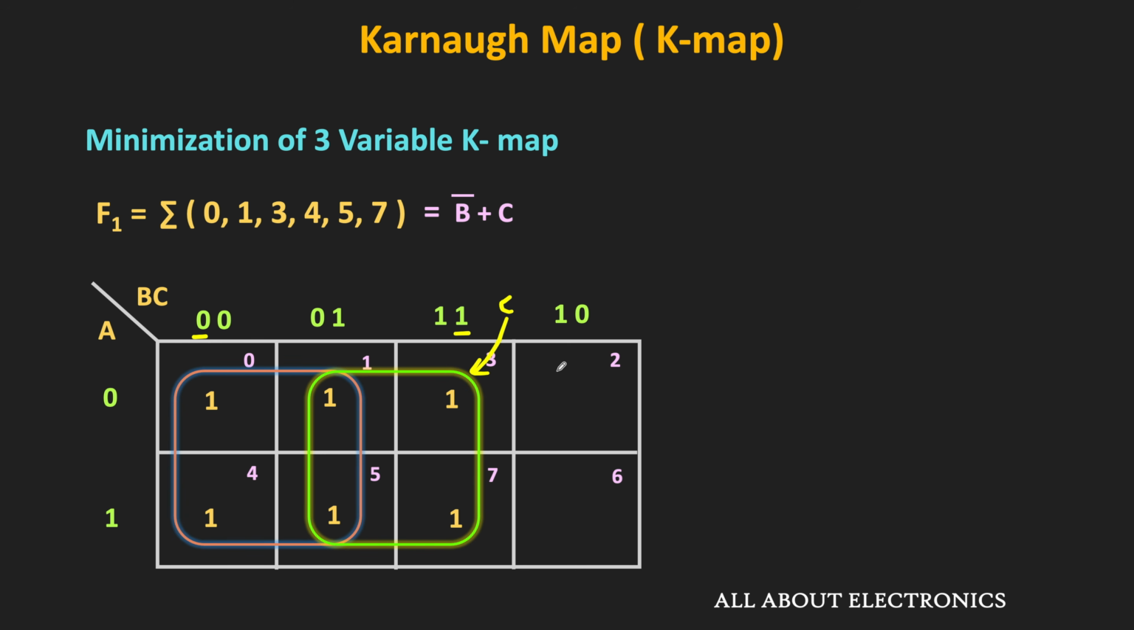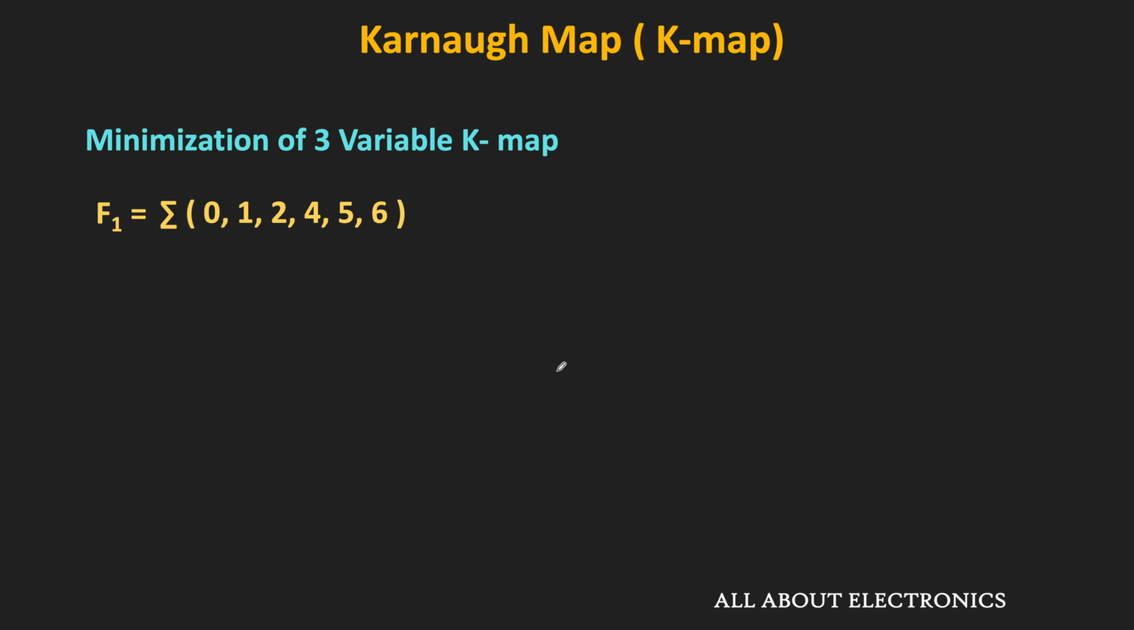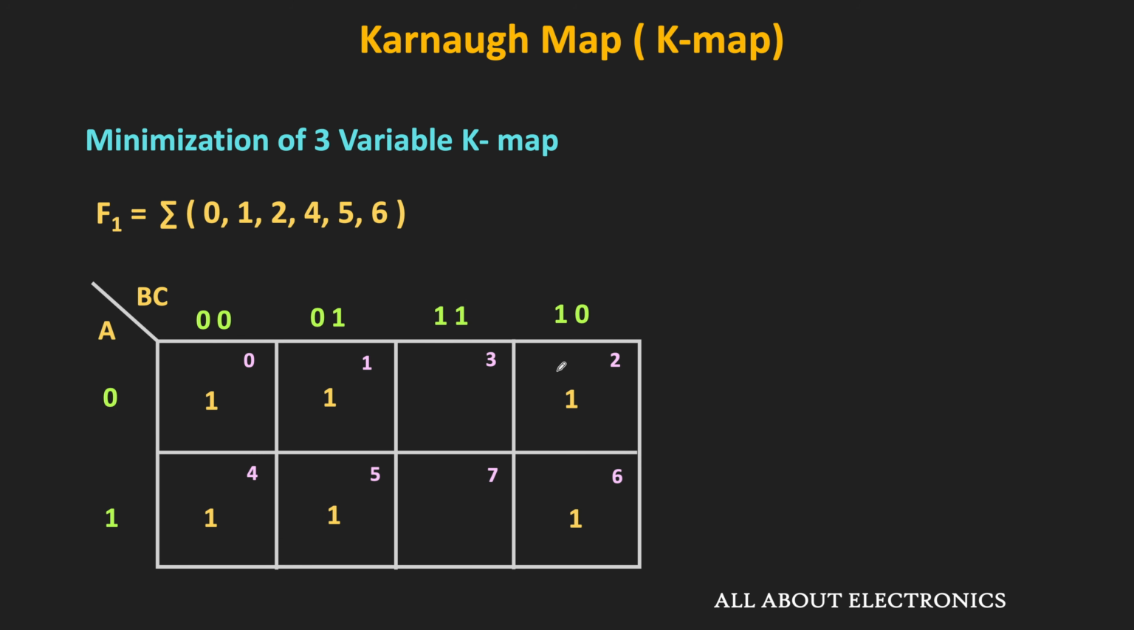So now, let us move to our last example. So this function also contains 6 minterms. So first of all, let us map them on the K map. So after mapping, if you see, then we can cover all these 6 minterms using two groups. So the one group is the group of these 4 ones, while the second group is the group of these 4 ones.